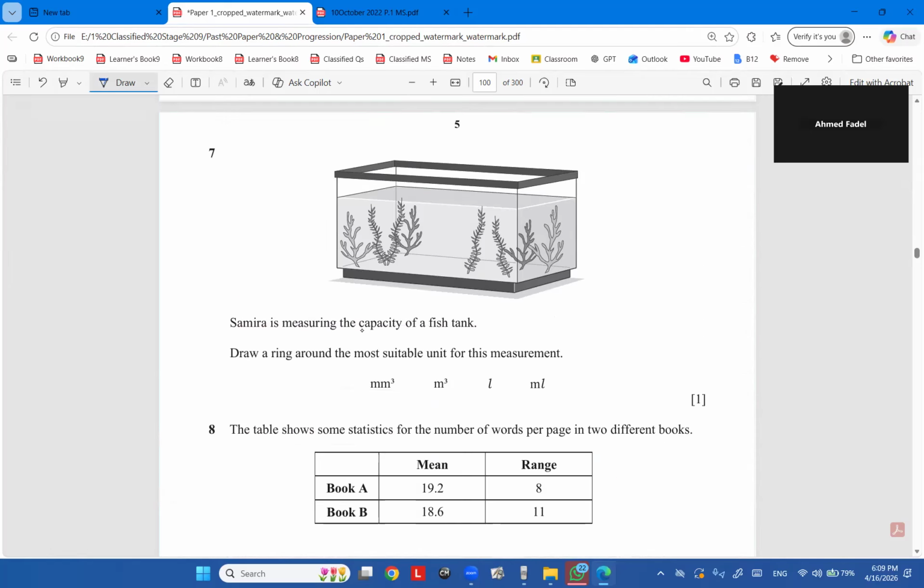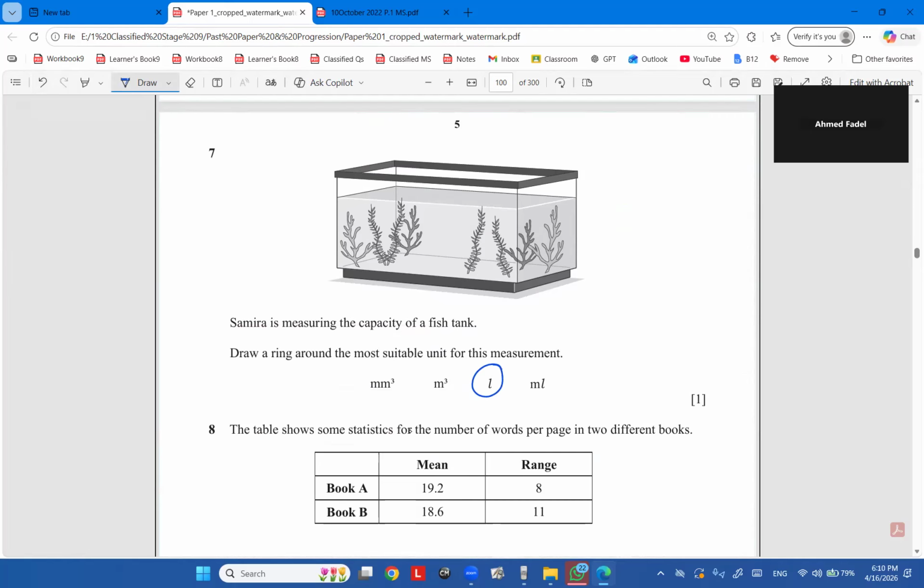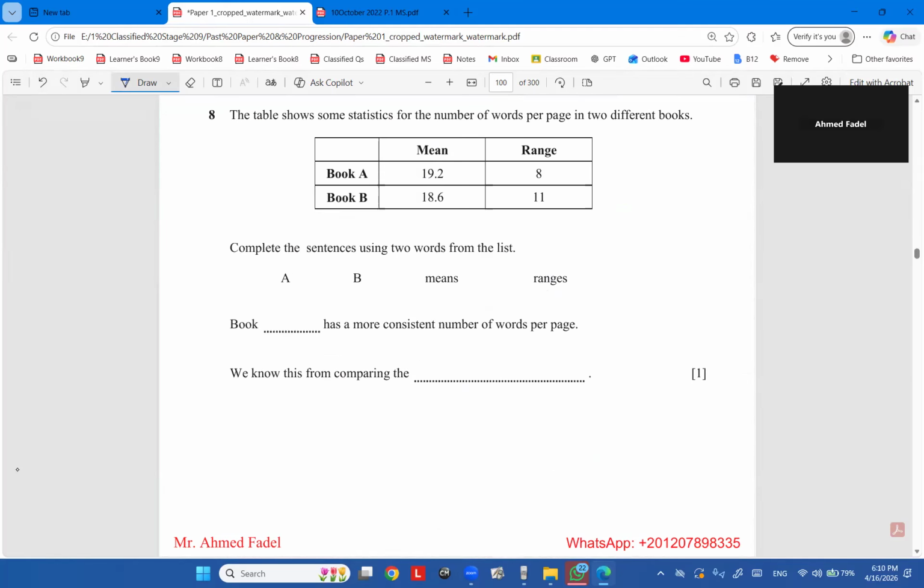Samira is measuring the capacity of a fish tank. Draw a ring around the most suitable unit for this measurement. You're going to find that the milliliter over here is actually too small, right? Because we use it maybe with a small water bottle with drops of water, but liter is the correct one. So milliliter is not correct. Liter is the correct one, is the most suitable.